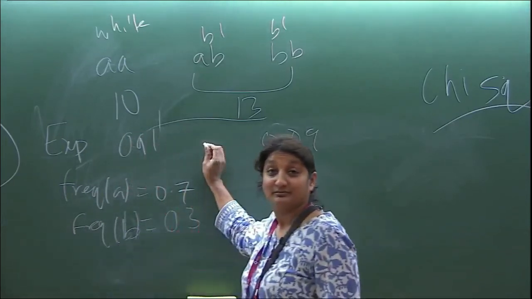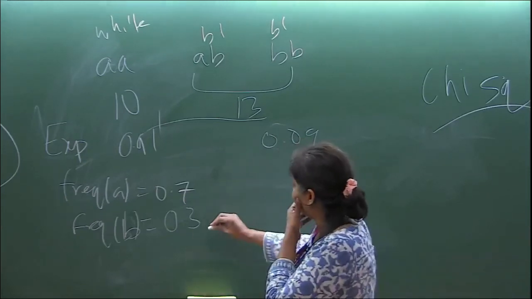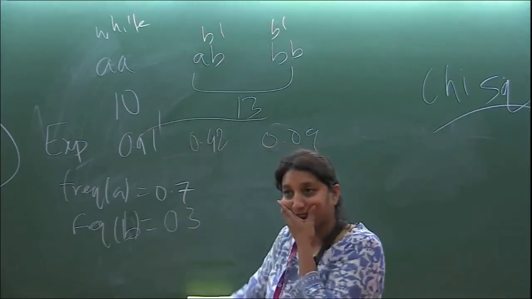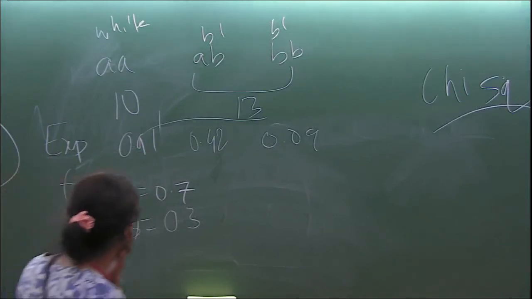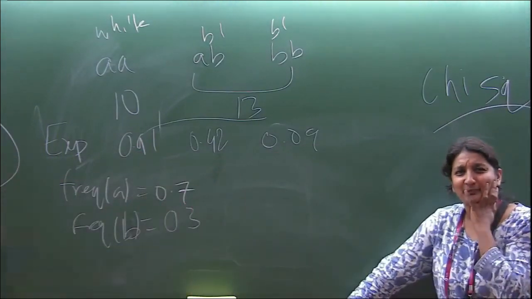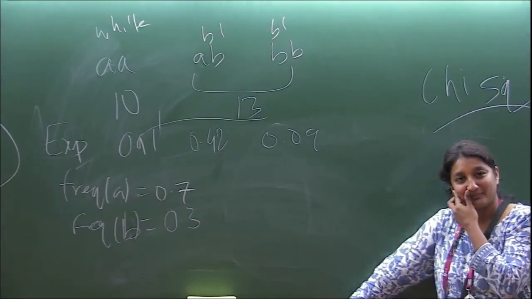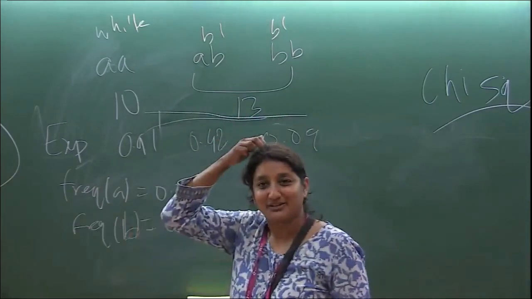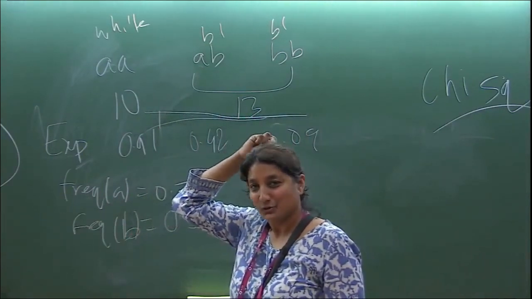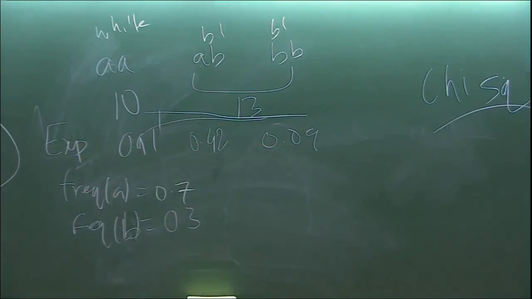0.49, and then 0.21, 0.42, fine, right? Why are you adding them? Can you do the chi-square like that? No. You need to get observed frequencies here, right? So can you do this? How? We got the expected frequency, and we need to do that also.